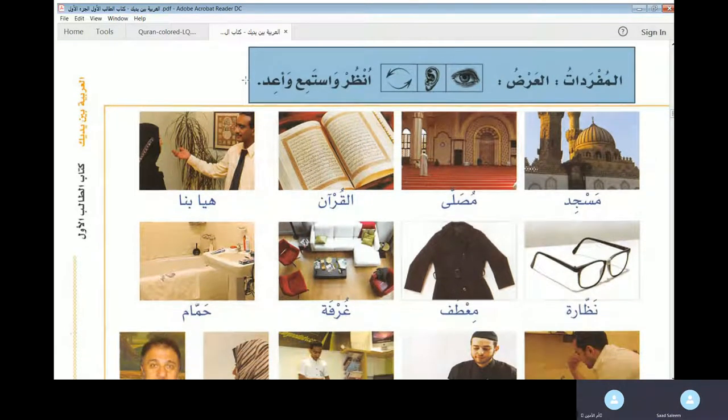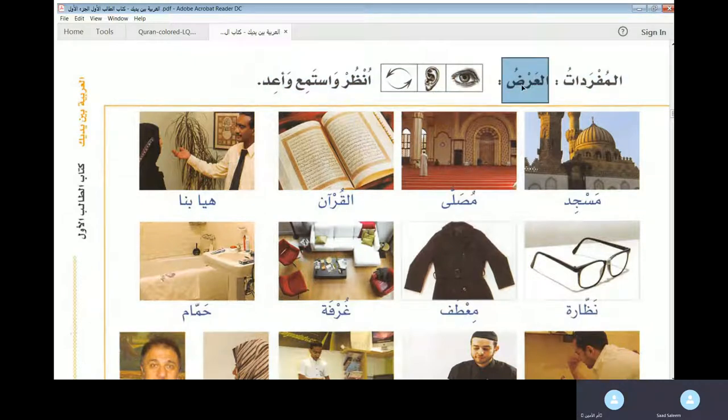Al-Mufradat, the vocabulary. Al-'Ard, the presentation. Look, listen, and repeat.